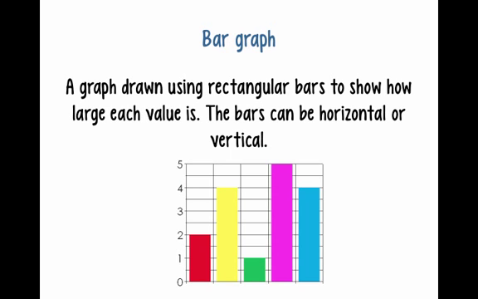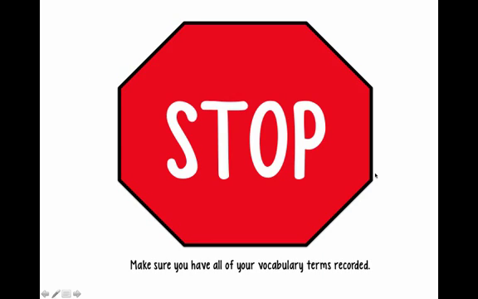A bar graph, certainly you know, is a graph drawn using rectangular bars to show how large each value is. The bars can be horizontal or vertical. So you can have a bar graph that looks like this, or you could have a bar graph that was rotated so that the bars come out from side to side like this, parallel to the x-axis.